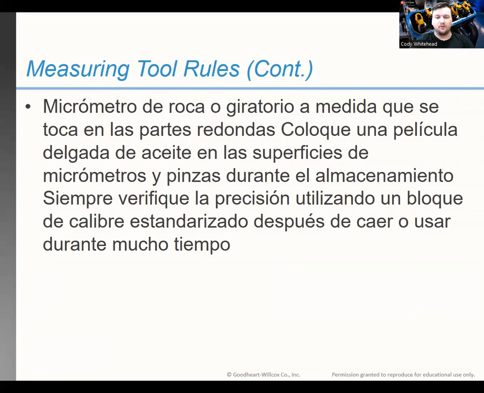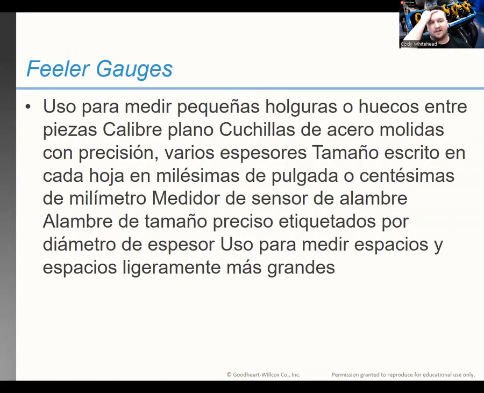Place a thin film of oil on the micrometer and caliper surfaces during storage. This will prevent it from rusting. Always check for accuracy using a standardized gauge block after dropping or prolonged use. You do have blocks that are calibrated to a certain measurement, so you'll use your micrometer to measure it, and whatever the measurement is on the block, you can figure out how accurate your micrometer is. That way, if you have to add or subtract a little bit to get the correct measurement, you know how much to do that by.